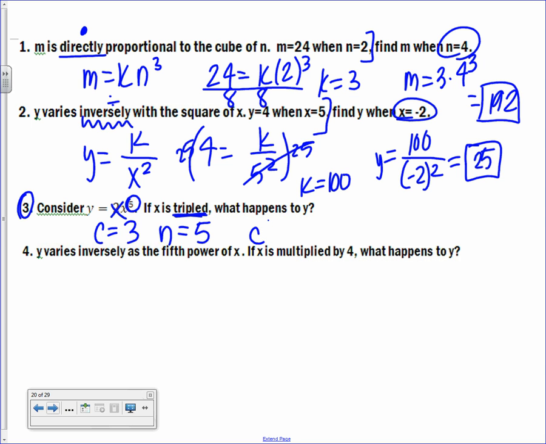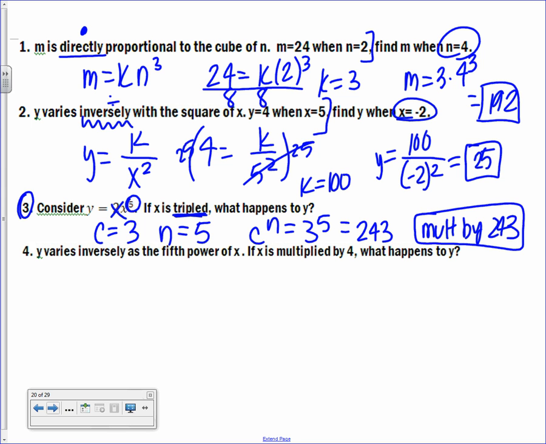So then my formula says find c to the n. That's going to be 3 to the fifth, which is 243. This was an example of direct multiplication, so I'm going to say y is multiplied by 243 for my final answer.